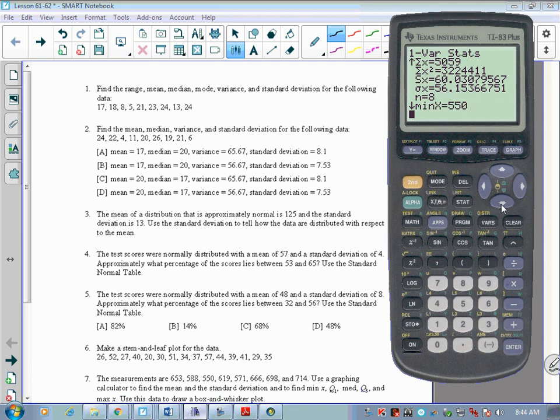But let's go down and look at our minimum. Our minimum should have been 550. Q1 was 579.5. Median 636. Q3 682. Maximum 714. So all our information there looks to be pretty good. And I think that how they got 60 is that they're actually looking at this number here, but this is our standard deviation, so.